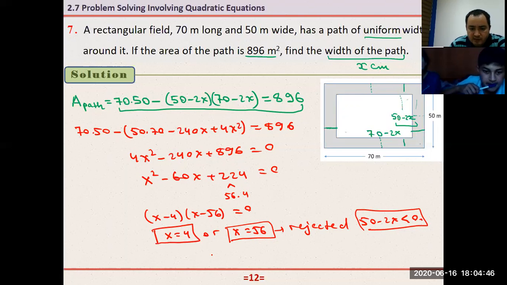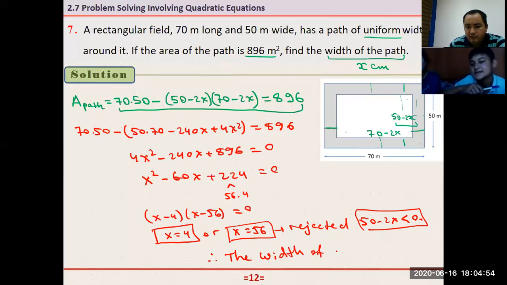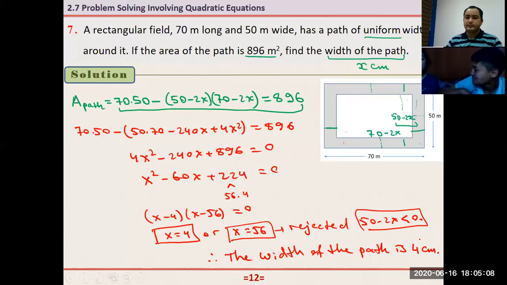So our answer is, the width of the path is 4 centimeters. Okay, so this is the path, I mean this width must be 4 centimeters.